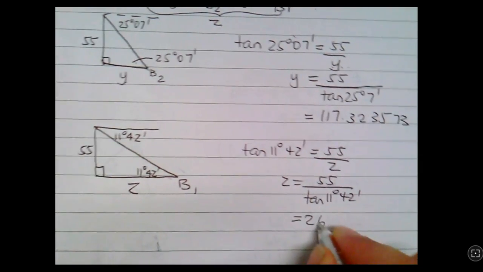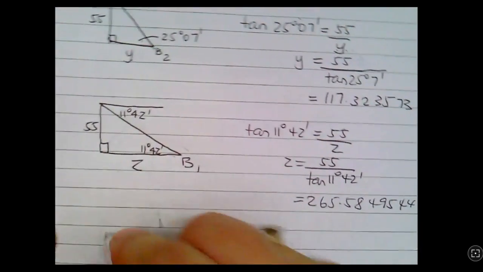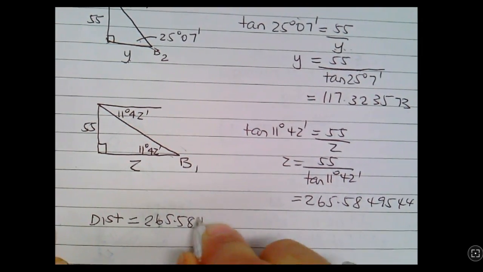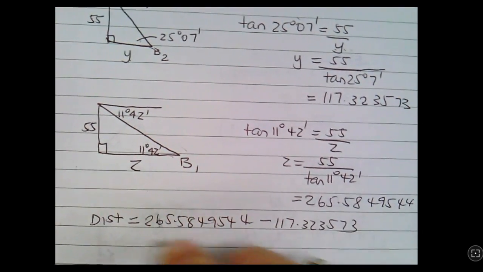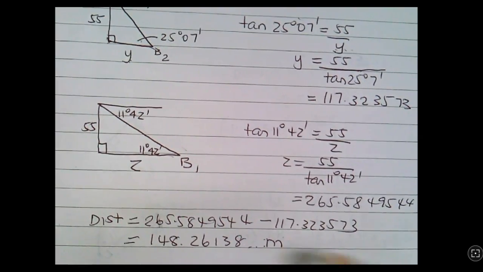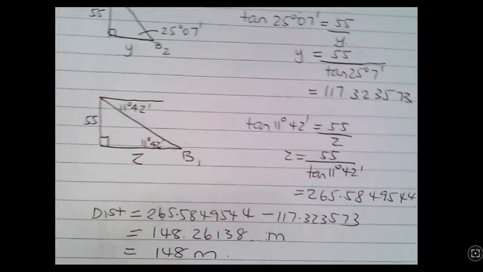is 265.584954. So therefore the distance that the boat has travelled is the second distance, 265.584954, minus 117.323573, which is 148.26138. This would be in metres. Okay, so the distance that it's travelled is 148 metres to the nearest metre.